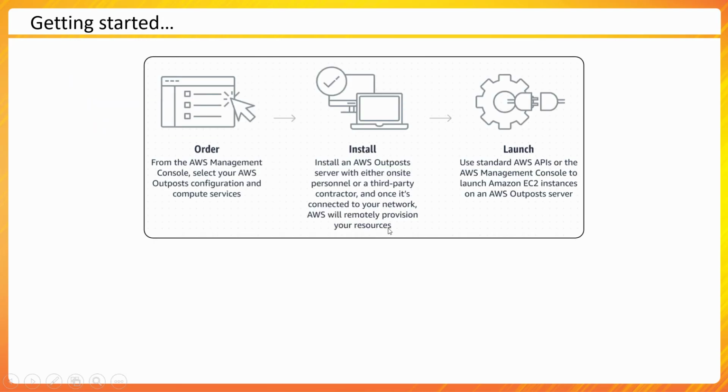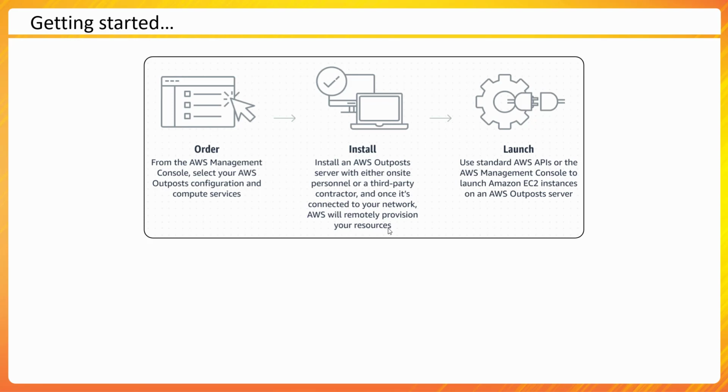So how do you get started? First, you have to order this. You go to the management console and select what configuration you need. Do you need to run more M5 type of instances or C5 type of instances? Do you need more local storage? So you choose that configuration and place the order. After the order is placed, AWS would get this installed with on-site personnel or a third-party contractor. And once it is connected to your network, AWS will remotely provision your resources on it.